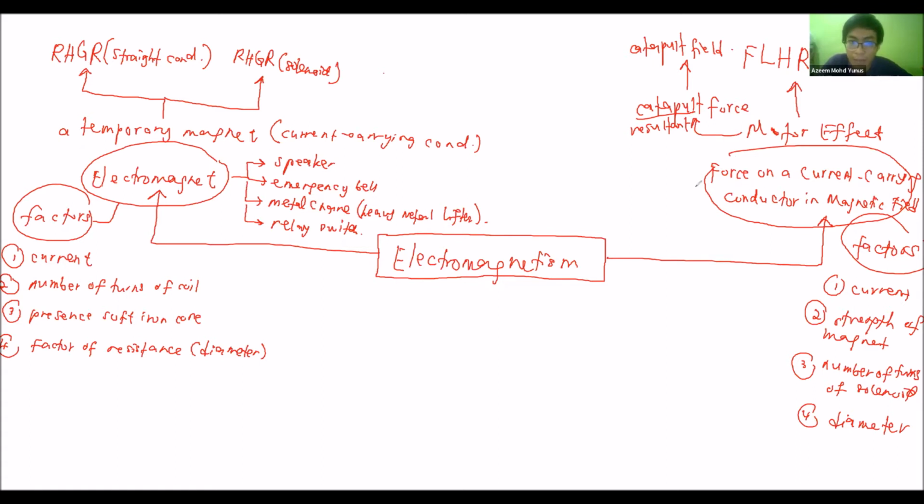Okay, so now the application we use it in motor. Again, the factors are the strength of the magnet, the shape of the magnet, the diameter, etc. So DC motors use a commutator to change the direction of current flow every half rotation, which is 180 degrees. So that is the function of the commutator.